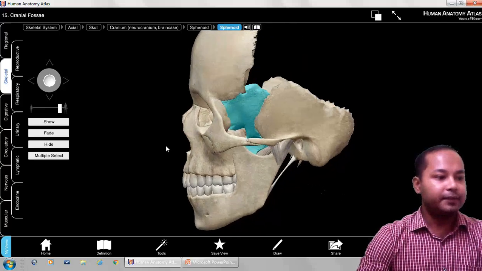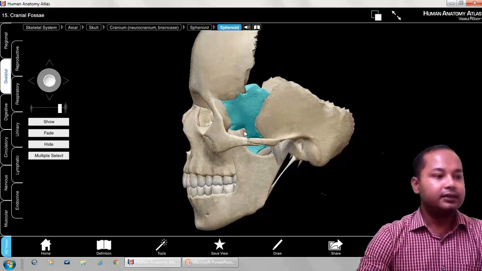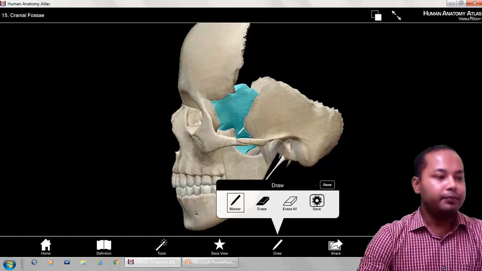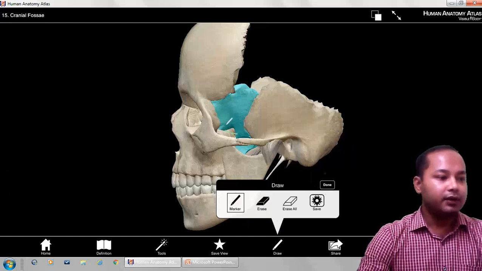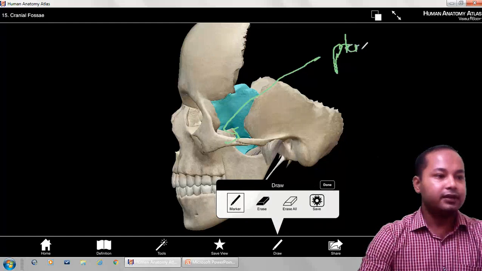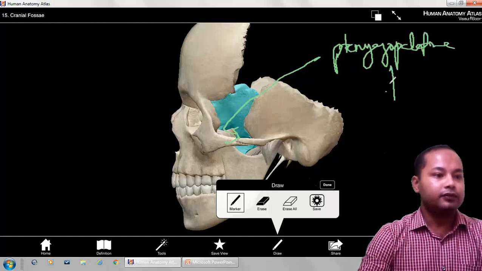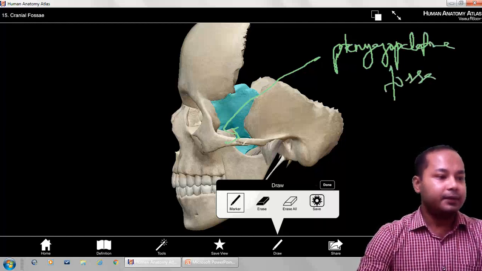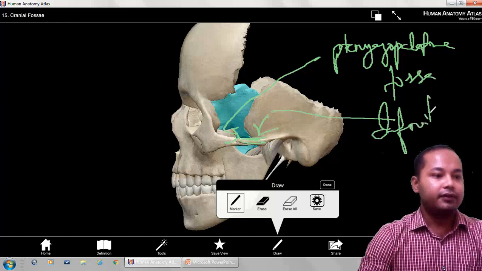So what is this space? This space is the pterygopalatine fossa as well as the infratemporal fossa. Just medial to this part, the one which I am showing you here, this is the pterygopalatine fossa, and this part just behind the bone, this one, this is the infratemporal fossa. That means this fossa is below the temporal bone.